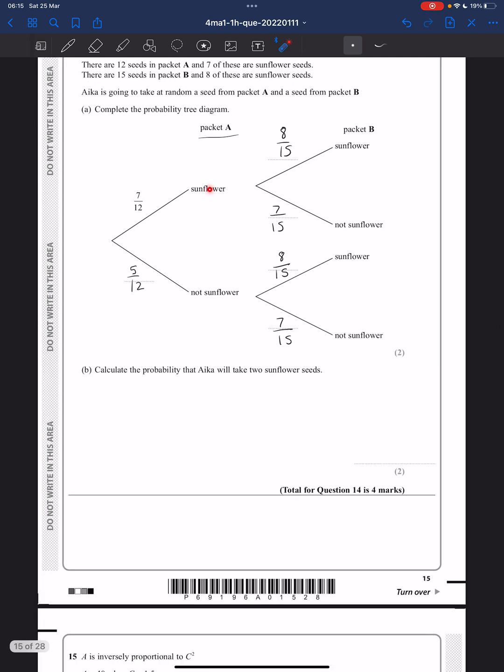Okay, so the probability of sunflower and sunflower, you multiply down the branches. So it's 7/12 times 8/15. That's going to be 56/180. The calculator will do that for you as well. Divide top and bottom by 4, which is 14/45. Don't hold that in your calculator. I'm just going to do a quick check of my arithmetic.